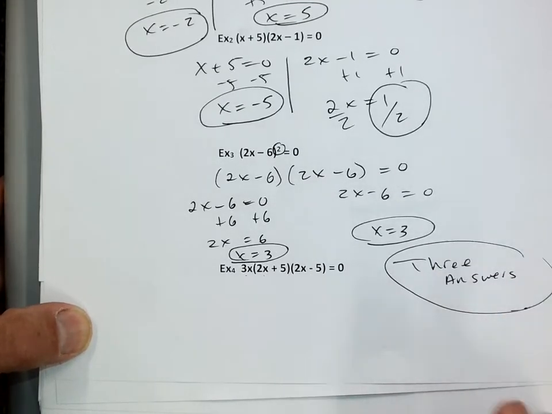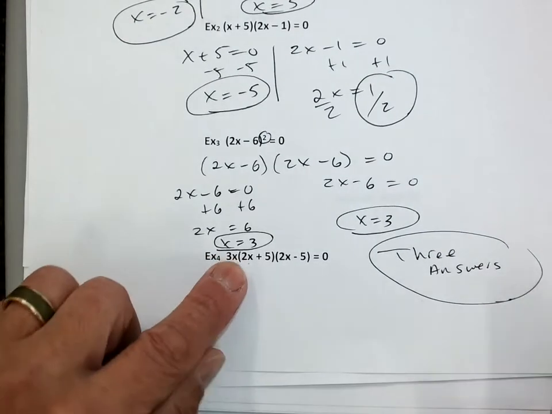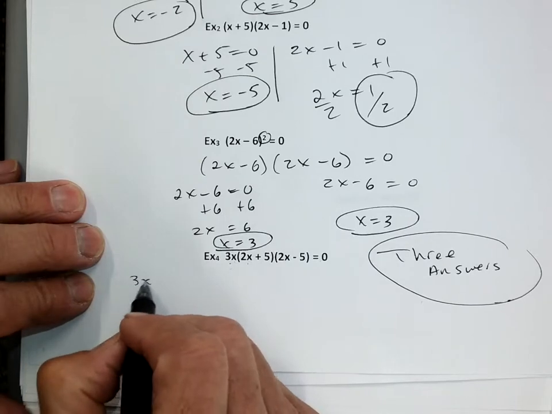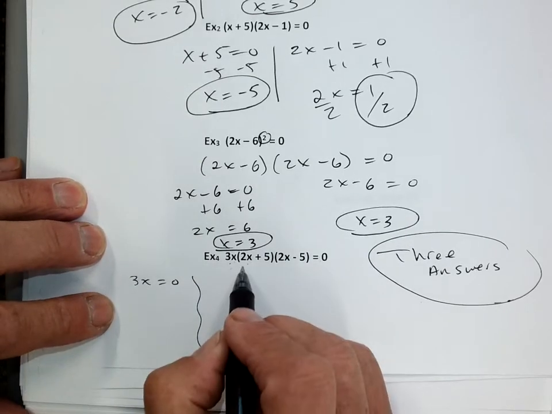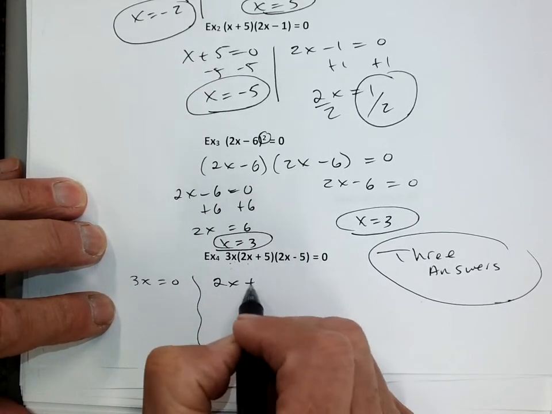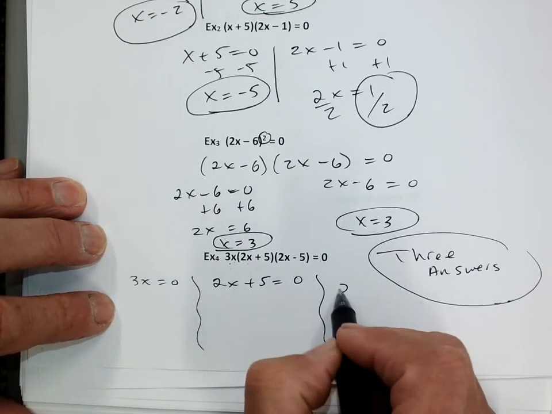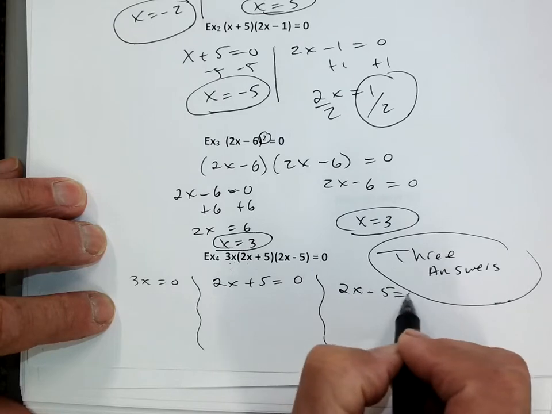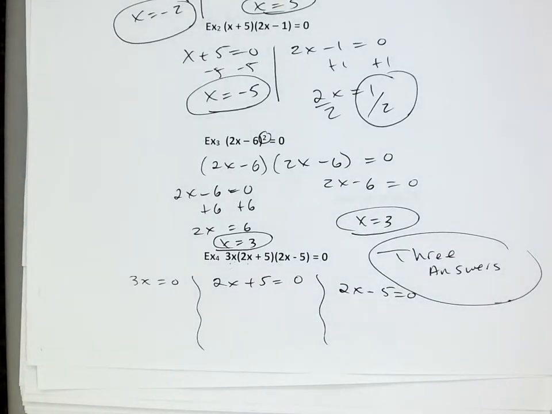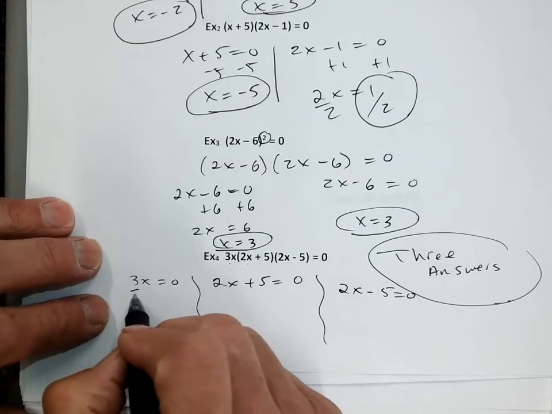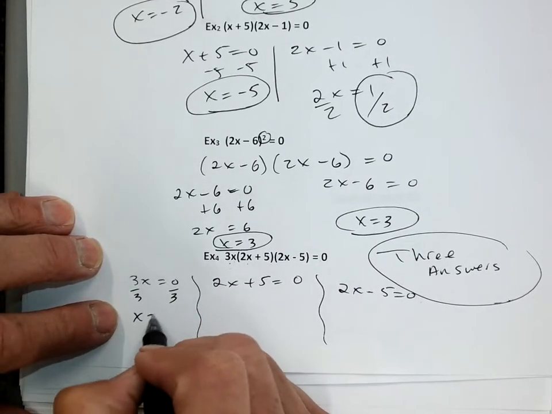Okay, this problem's going to have 3 answers. Well, where are they? Well, we have 3x equals 0. We also have 2x plus 5 equals 0. And we have 2x minus 5 equals 0. Okay? And we've got to solve them. So the first one, divide by 3, x is equal to 0.